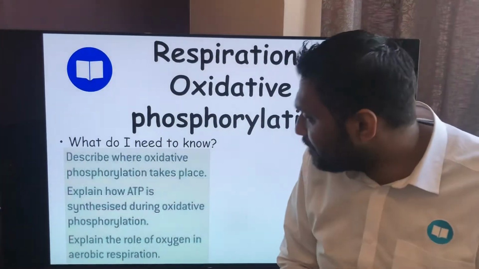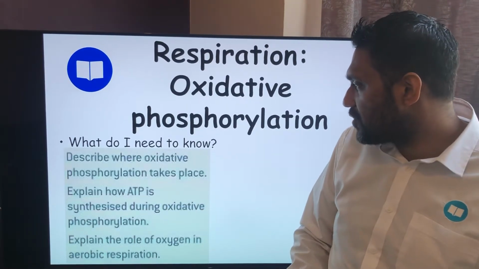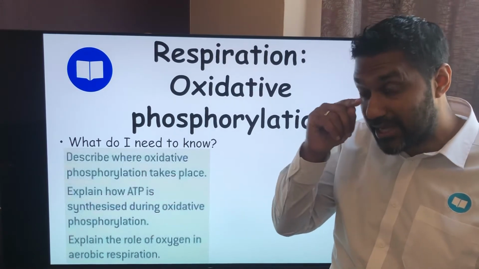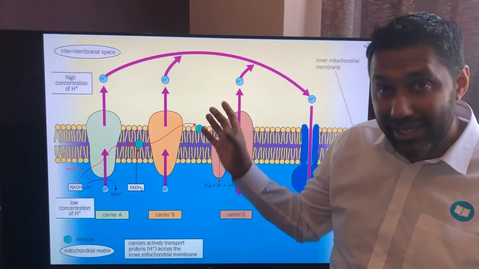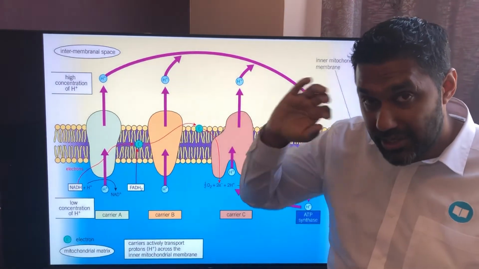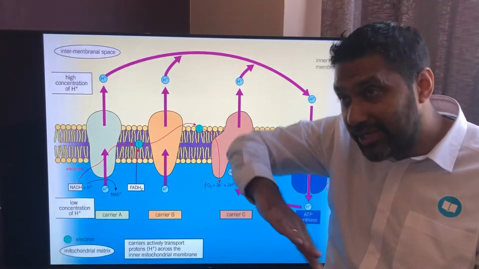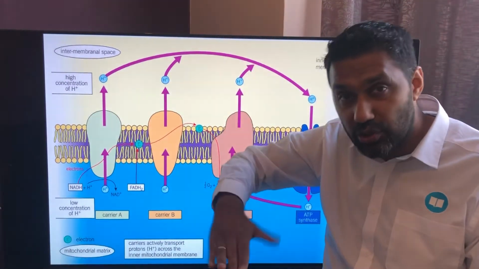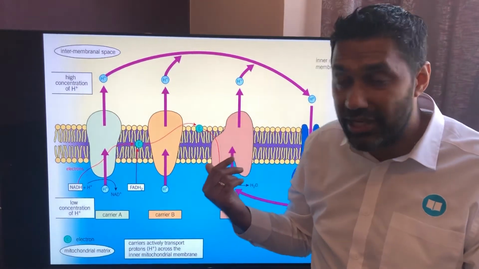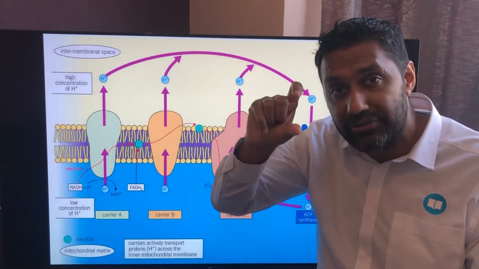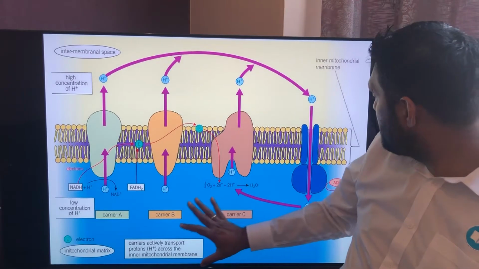So, describe the oxidative phosphorylation. Where does it take place? Well, it takes place in the cristae, in the folds, in the mitochondria. Remember, there's a double membrane on the mitochondria. You've got the outer membrane and you've got the inner membrane, which has got the folds. Those folds are called cristae. So the electron transport chain, this oxidative phosphorylation, is happening in the space between the two membranes. So remember, the inside is called the matrix. So this bit here is the matrix.